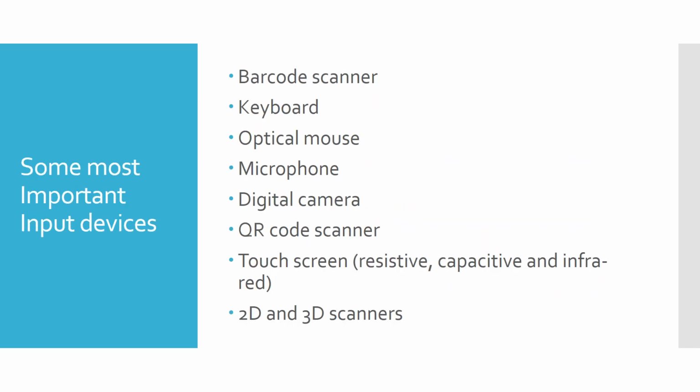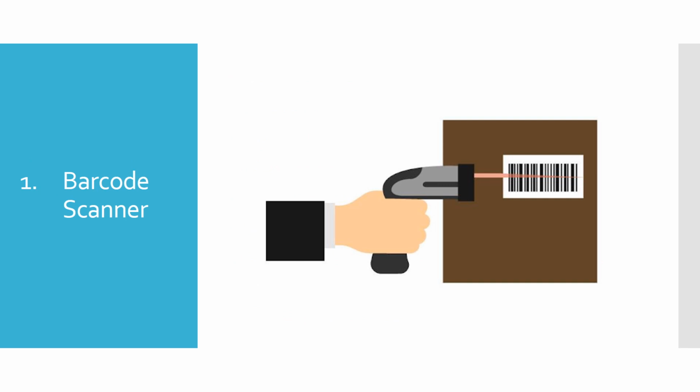Next, same again. Input devices, I have already told you. In the touch screens, we will be talking about three types of touch screens: resistive, capacitive, and infrared. Barcode scanners. I hope you have visited different stores whenever you are going to buy something. So usually the person who is the cashier is going to scan the barcode, right? This type of a barcode. This is called barcode, and this device is called barcode reader.